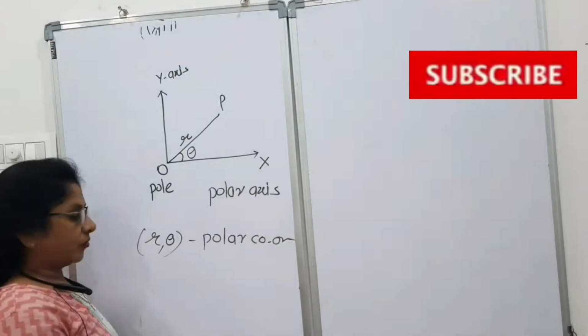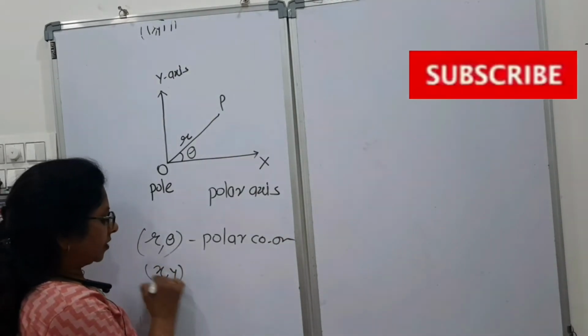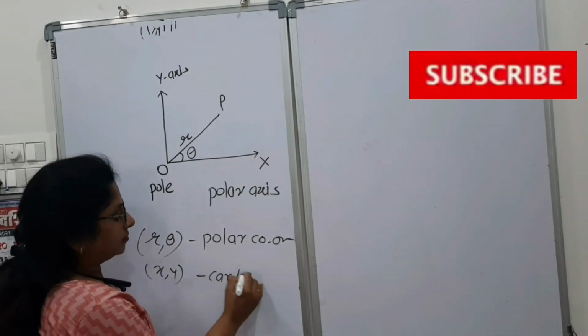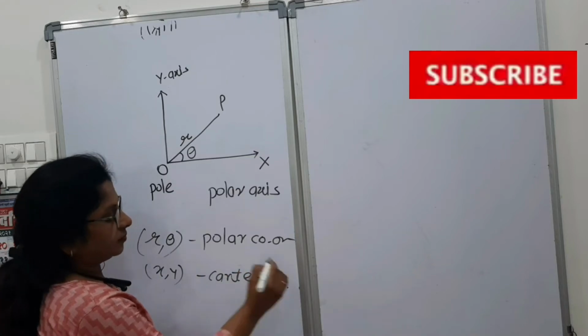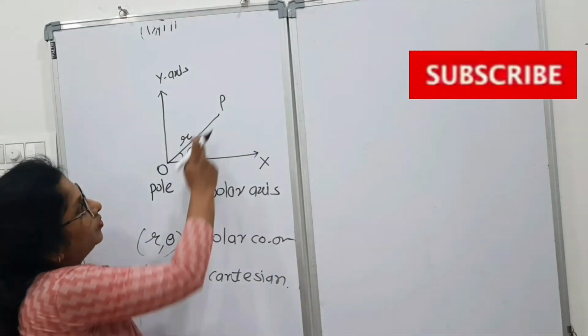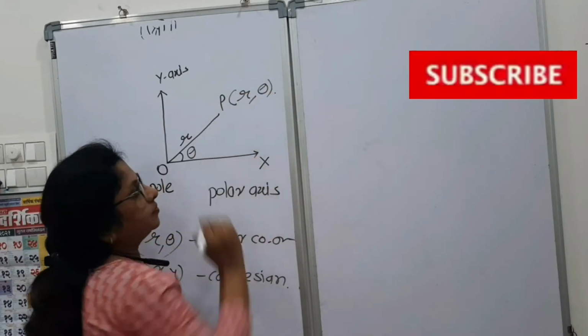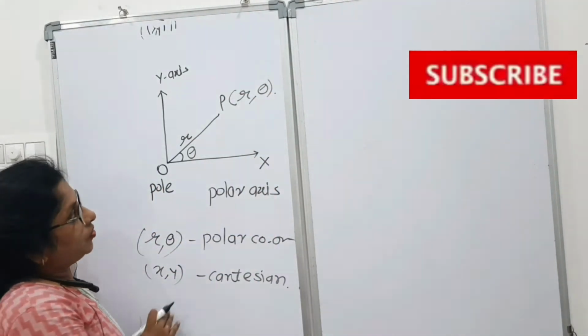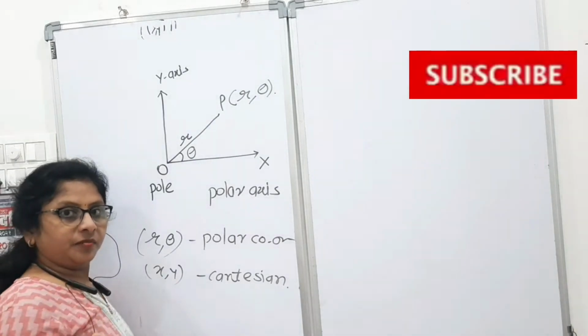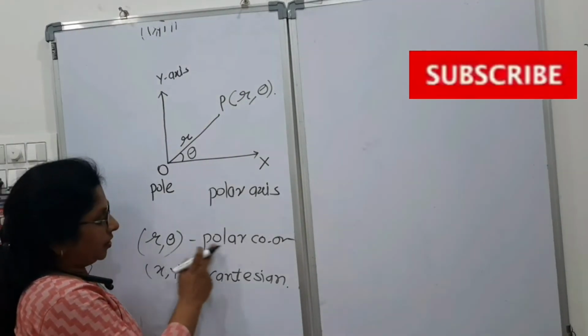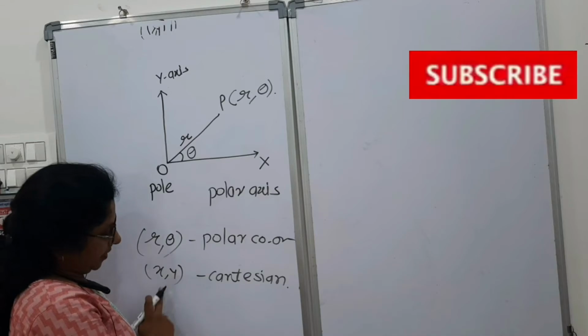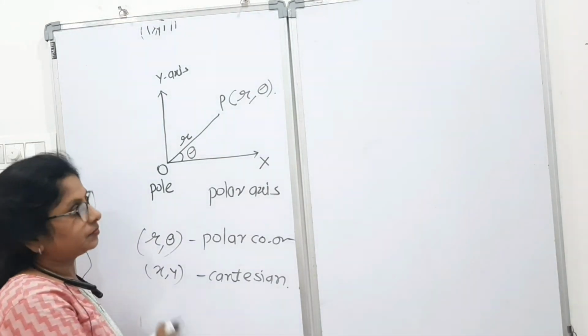Okay. We know x, y are Cartesian coordinates. Okay, understood then? What is polar coordinate? We can write like this also. Okay, now we will see the relation between polar coordinates and Cartesian coordinates. Okay?